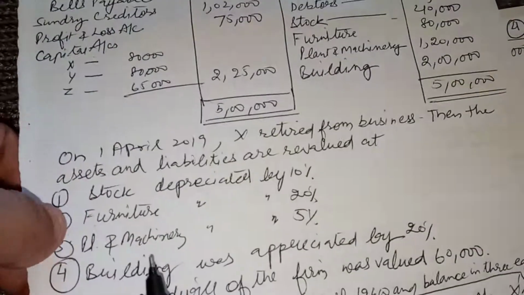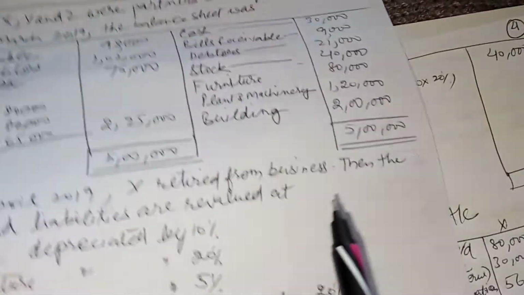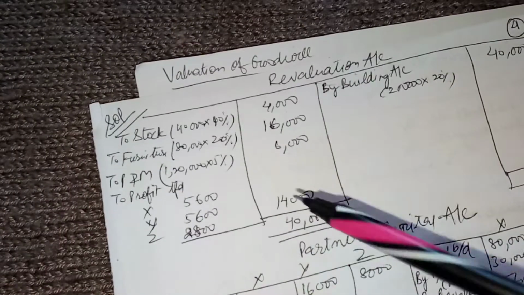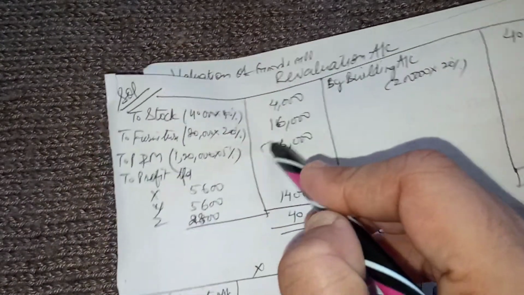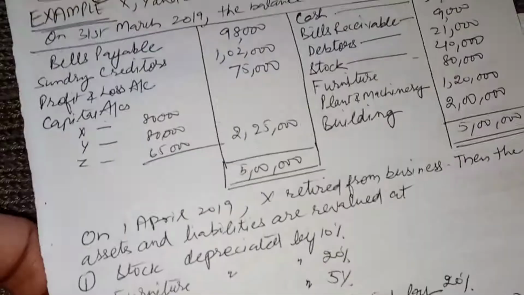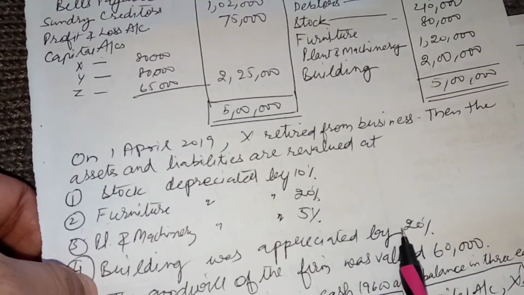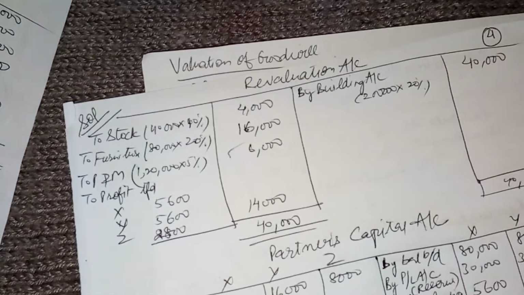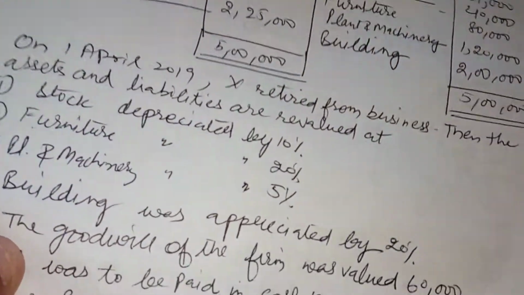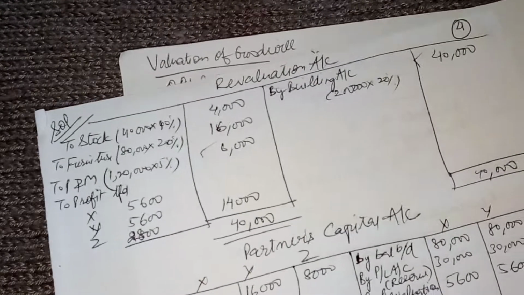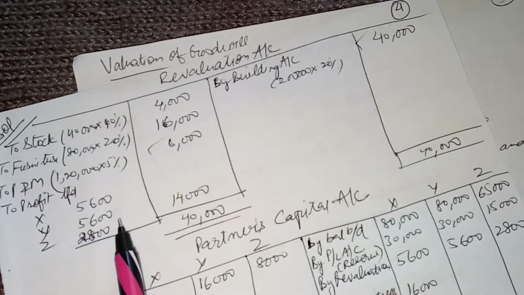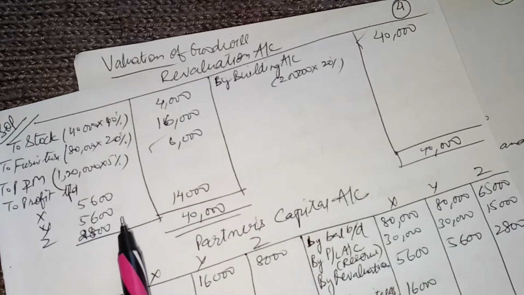And then plant and machinery by 5%. Plant and machinery here is 1,20,000, so plant and machinery on the debit side, 1,20,000 into 5%, 6,000. Now building was appreciated by 20%. Building is 2 lakh and appreciated by 20%, 40,000, an increase in the building. Now goodwill is a separate thing and there is no entry for it in the revaluation account, so we'll balance it. The balance will be 14,000. It will be divided among the 3 partners in the old profit sharing ratio.